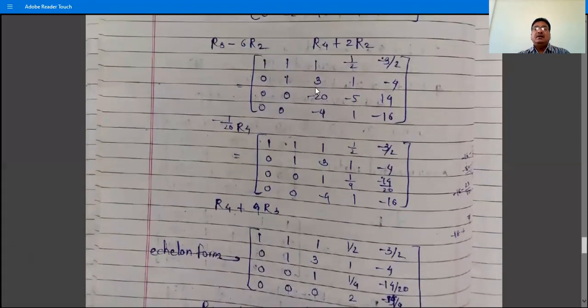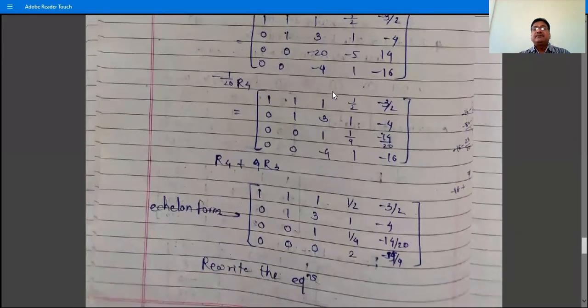Then reduce this minus 20 to 1, so minus 1 by 20 R4, that is, multiply the fourth row by minus 1/20. So what do we have here? 1, then minus 5 by minus 20 becomes 1 by 4, and then minus 14 by 20. Okay, and then the last row as it is.